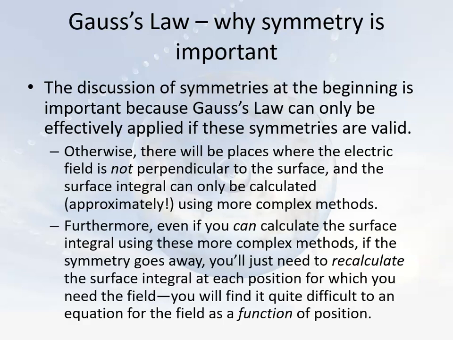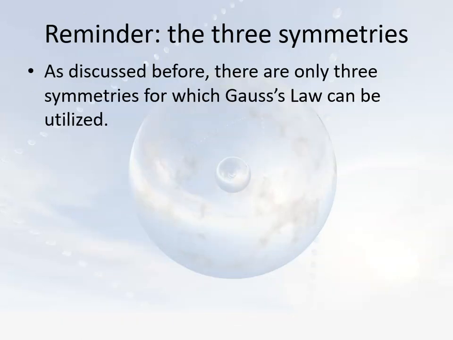But it turns out even if you can calculate the surface integral using those more complex methods, if the symmetry goes away, you'll just need to recalculate the surface integral at each position for which you need the electric field. In other words, just because you have some funny symmetry that's not one of our basic symmetries at the surface, doesn't mean that that symmetry is still going to be valid at certain distances farther away from the surface. So that's something else to consider, which is why computer simulations would be necessary in those complicated situations.